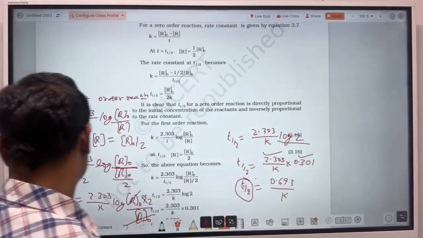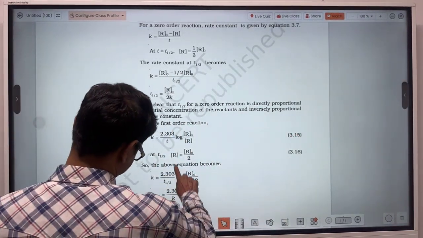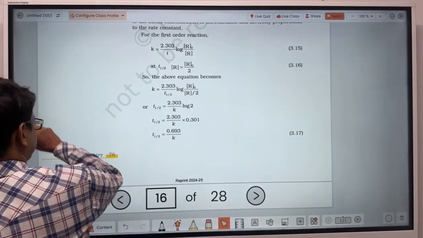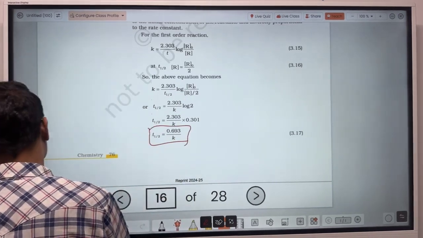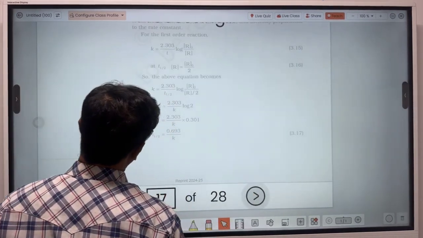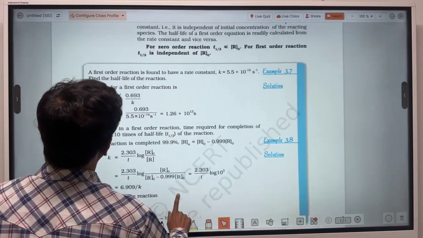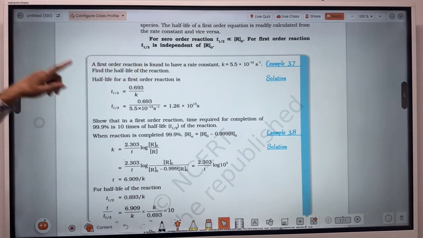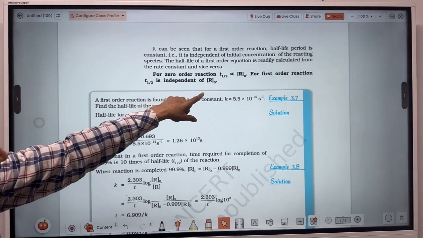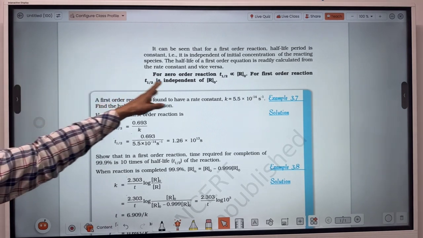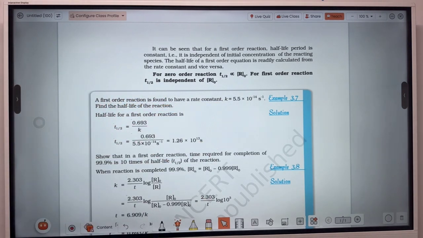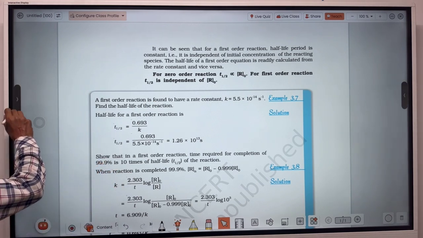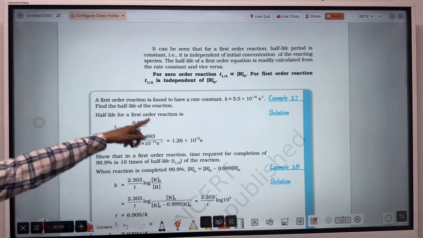Okay guys, this derivation which we have discussed is the same. Now watch out for this question, written in the bold line. For zero order reaction, T half is directly proportional to the concentration of reactant, and for the first order reaction, T half is independent of the initial concentration of reactant. That is very easy, we have already discussed it. Now let's see this question.